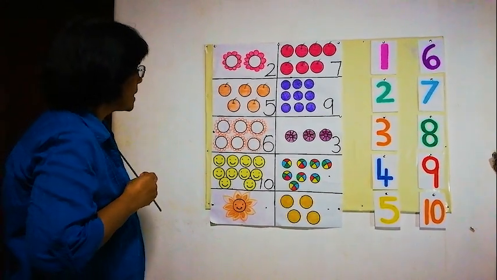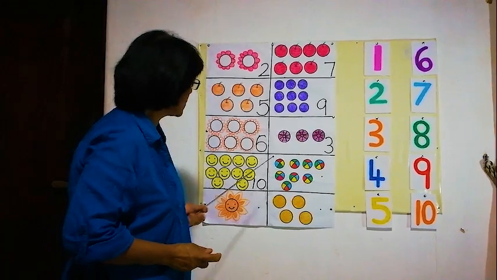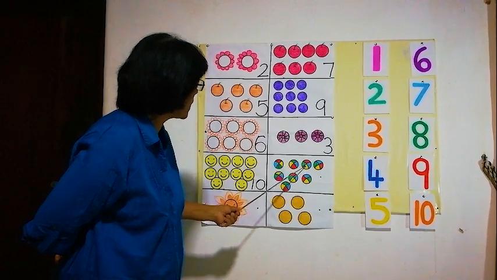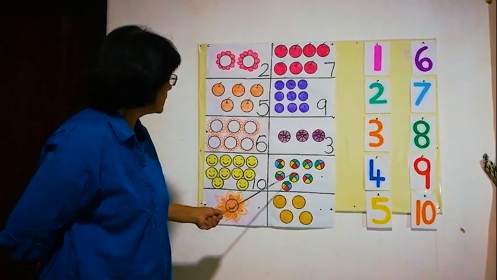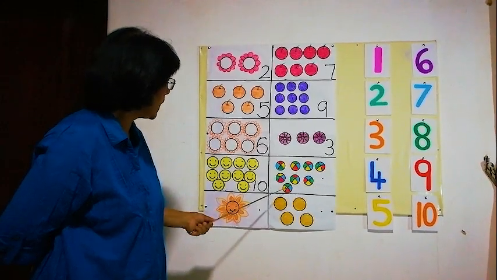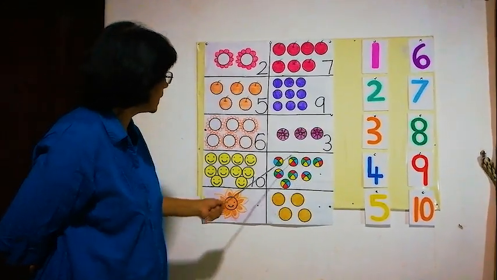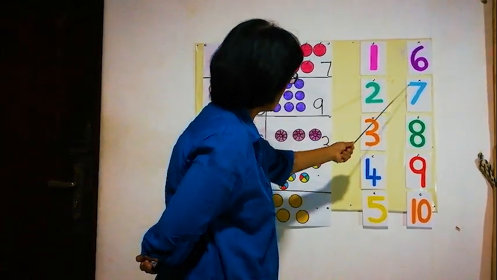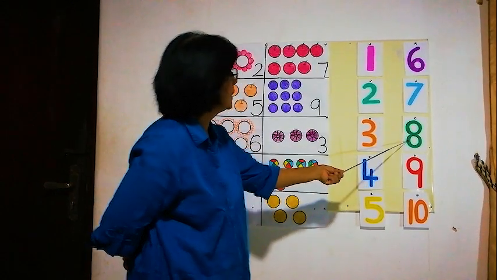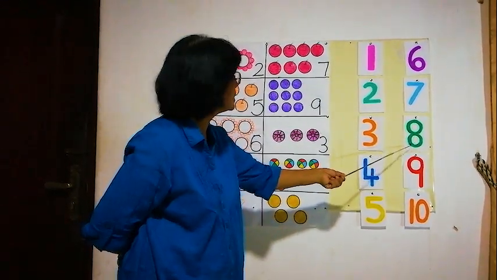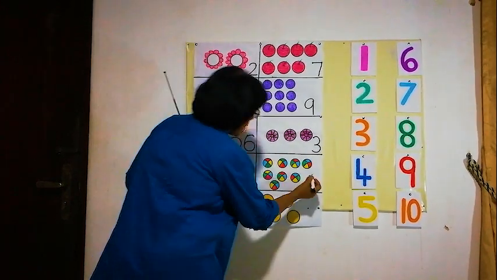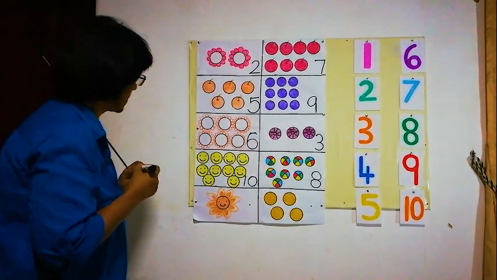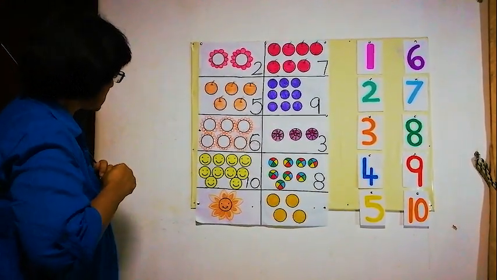The next one, balls. Some balls are here. We'll count and see. How many balls are here? 1, 2, 3, 4, 5, 6, 7, 8. 8 balls here. Where's number 8 from here? Is this number 8? Yes, this is number 8. We'll write here 8. 8 balls. Right?